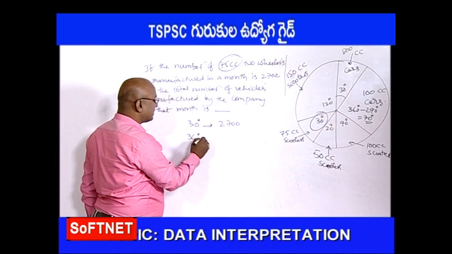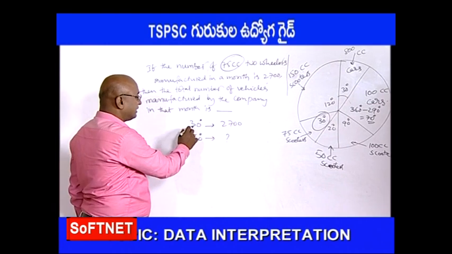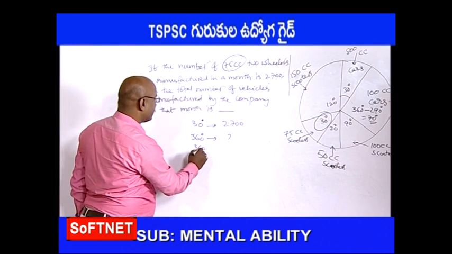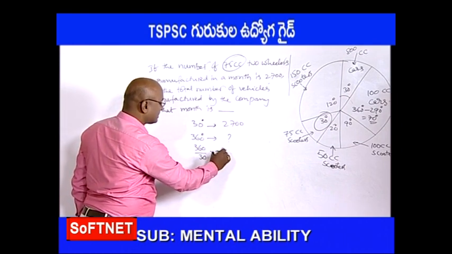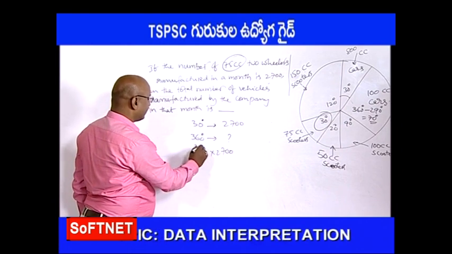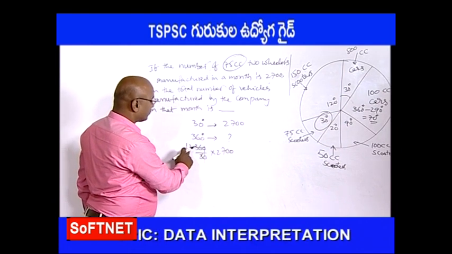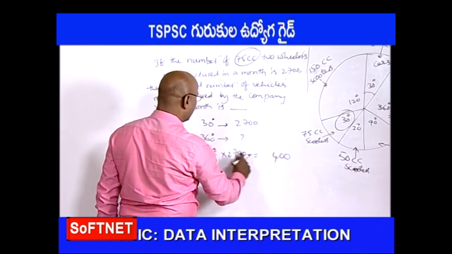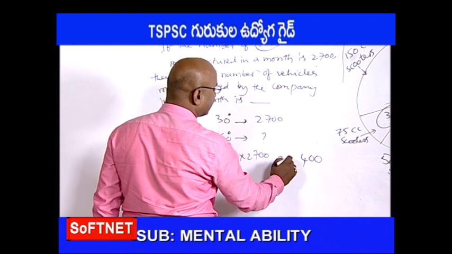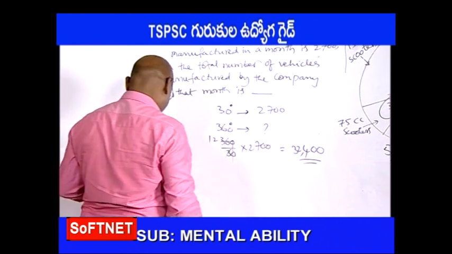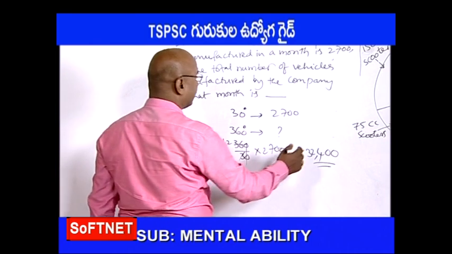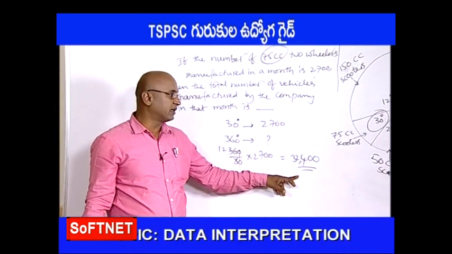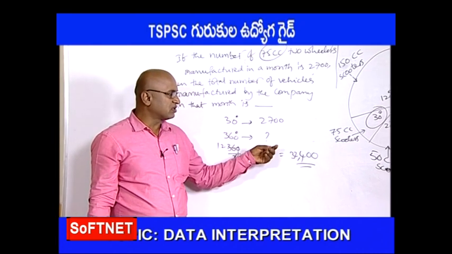So 360 degrees how much? If 30 degrees is 2700, then 360 degrees how much? So 360 by 30 into 2700. 0, 0. 3 ones, 3 twos. So 12 into 2700, 0, 0, 12 sevens are 84, 12 twos are 24 plus 8, that is equal to 32. So the value is 32,400. The total number of vehicles produced in the month is 32,400.